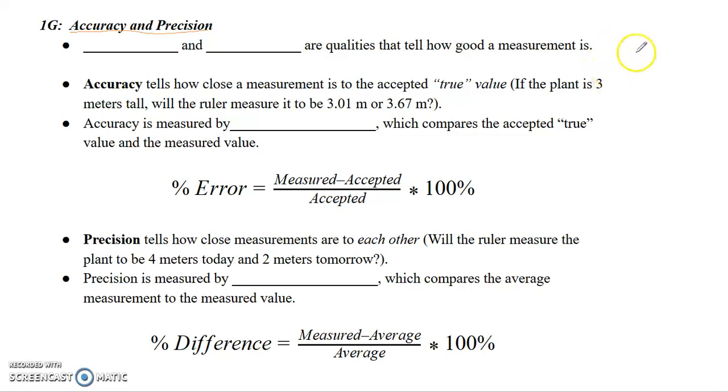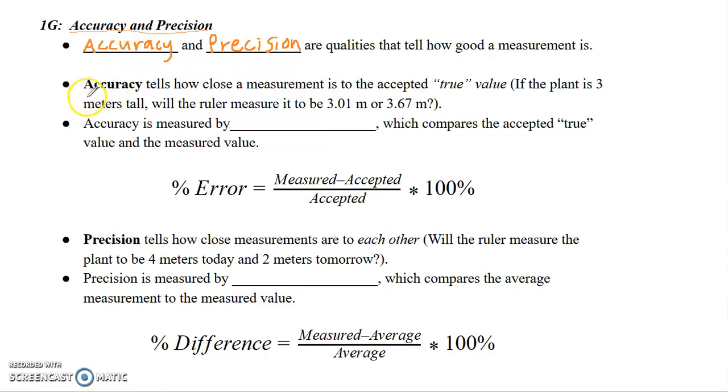Okay, in this video we're going to be going through accuracy and precision. Accuracy and precision are quantities that tell how good a measurement is. In science we end up measuring a lot of stuff. These are very important because they can tell us if what we're measuring is valid and if the conclusions we're going to draw from it are going to be valid as well.